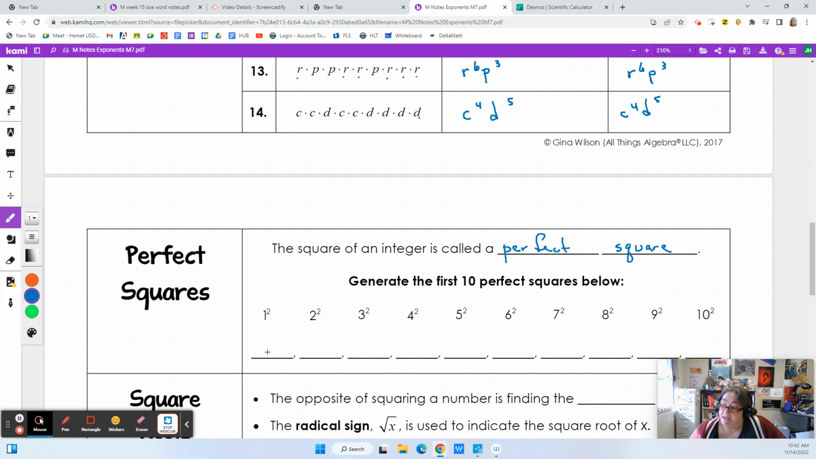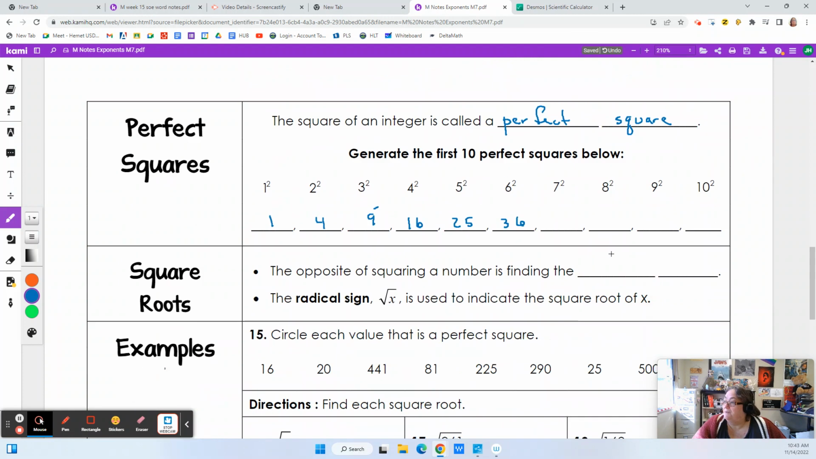1 squared, that's just 1 times 1, and we get 1. 2 squared is just 2 times 2, and 2 times 2 is 4. 3 squared is 3 times 3, we get 9. 4 squared just means 4 times 4, and we get 16. 5 squared is just 5 times 5, right? And we get 25. 6 squared, 6 times 6, we have 36. Why am I doing all of these? Because it's going to come in handy. That's why I'm doing it.